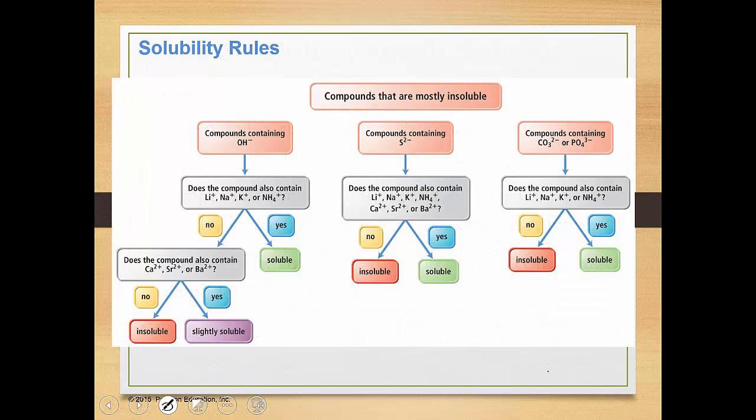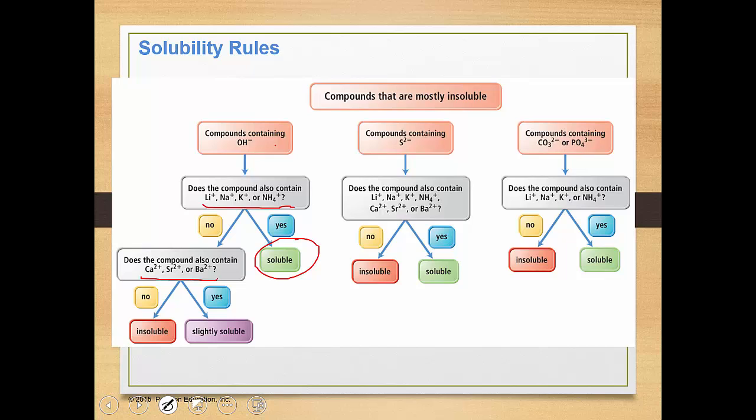All right, what if I have the other side of the coin here? Compounds that are mostly insoluble. Compounds that contain hydroxide generally tend to be insoluble unless we've got things like lithium, potassium, sodium, ammonium. We already said those things are soluble. So if I have any of those things that I already said were soluble in the first slide, they're still soluble. Anything else? Nope. Now let's see, does it contain calcium, strontium, or barium with hydroxide?